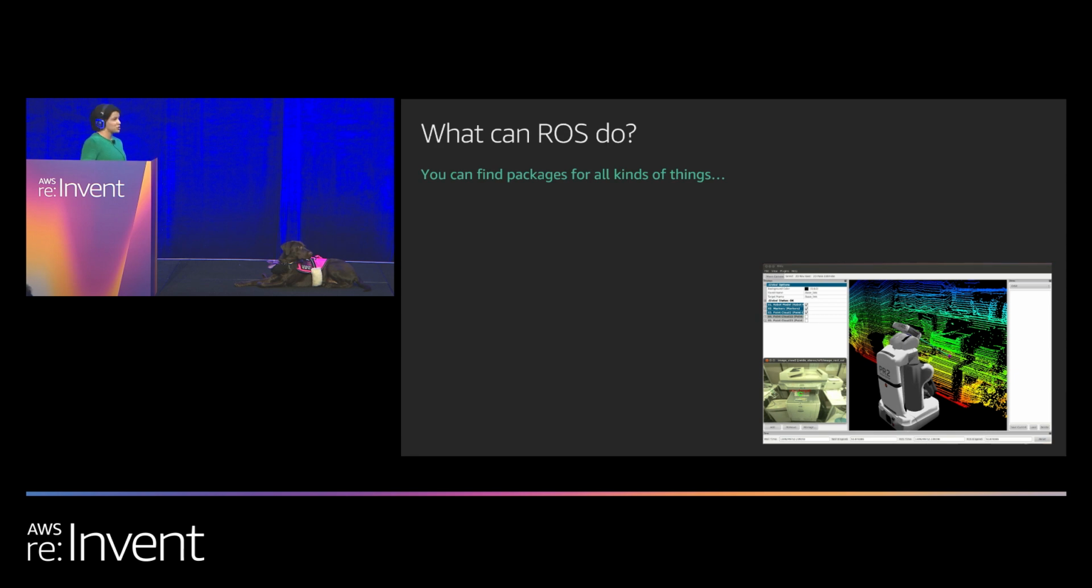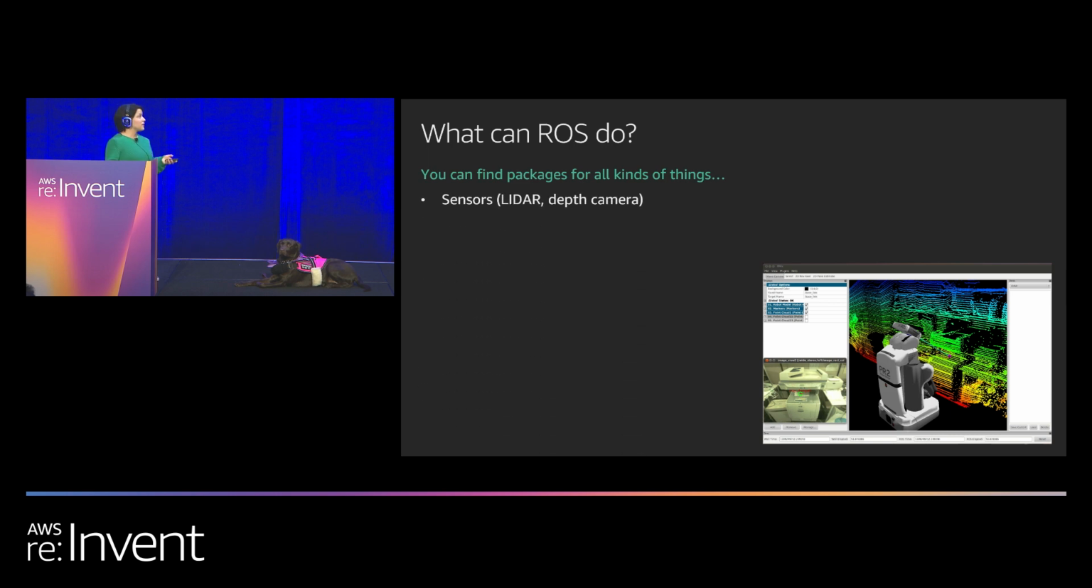But what can ROS do? Quick question: are there any JavaScript or Python developers in the audience? OK, so you're probably familiar with packaging systems like NPM or pip, right? Think of ROS as the same thing, except for your robotics development. ROS also has packages for all kinds of things that you'll need to do as a robotics developer.